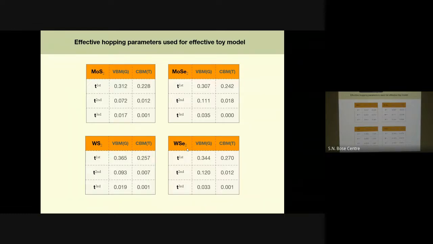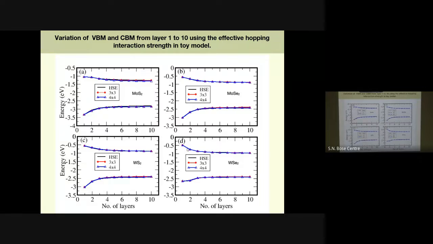So using this model, we calculated the band extrema within the simplified model for up to about 10 monolayers. And we've done it for all the systems: molybdenum disulfide, diselenide, tungsten disulfide and diselenide. What is shown here is the variation of the band extrema, the conduction band bottom and the valence band top, calculated within hybrid functional calculations, and within this effective model also. Whether we take a 3x3 model or a 4x4 model, essentially the range of interactions we include in the model, you can see that we are able to capture this description.